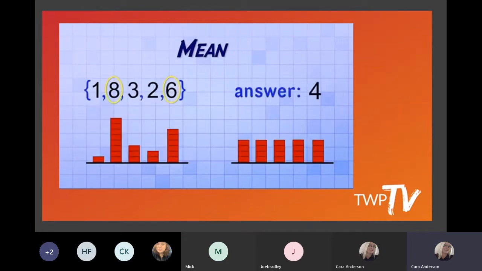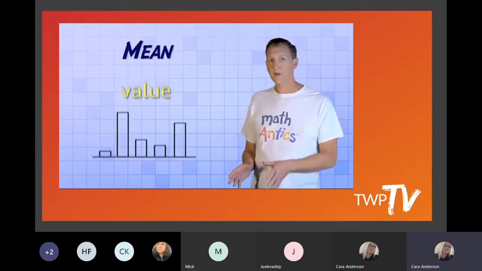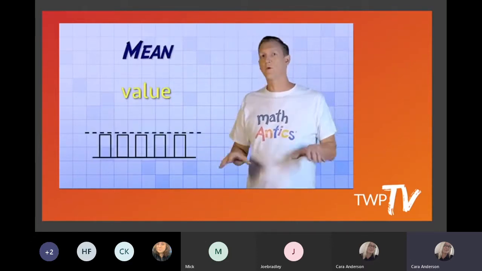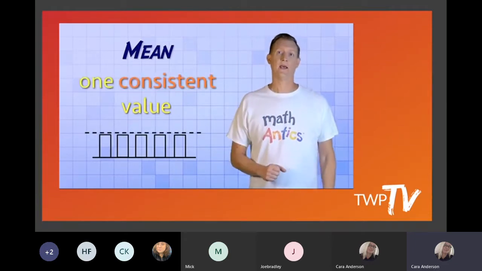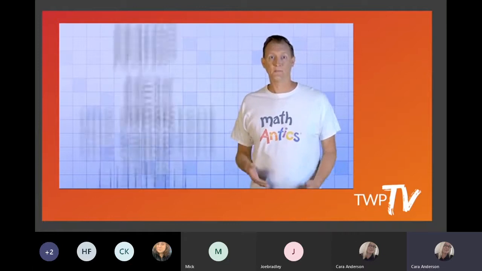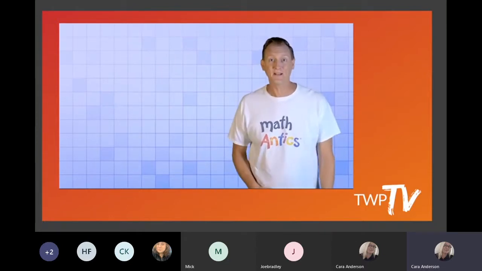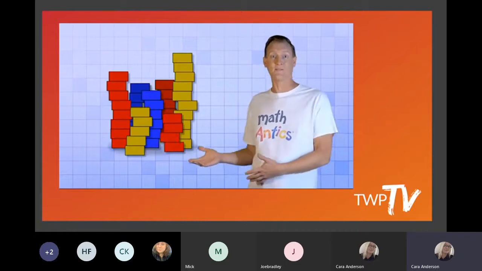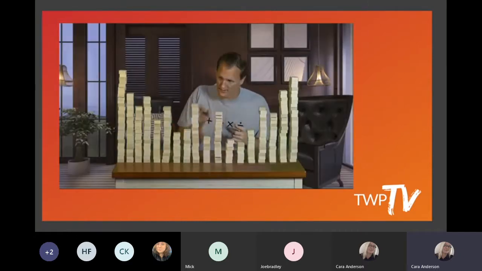Some of the numbers are greater than 4, and some are less. But if the amounts could all be made the same, they would all become 4. So that's the concept of the mean. It's the value you'd get if you could smooth out or flatten all of the different data values into one consistent value. But is there a way that we could use math to calculate the mean of a data set? After all, it would be very inconvenient if we always had to use stacks of blocks to do it. There's got to be an easier way.